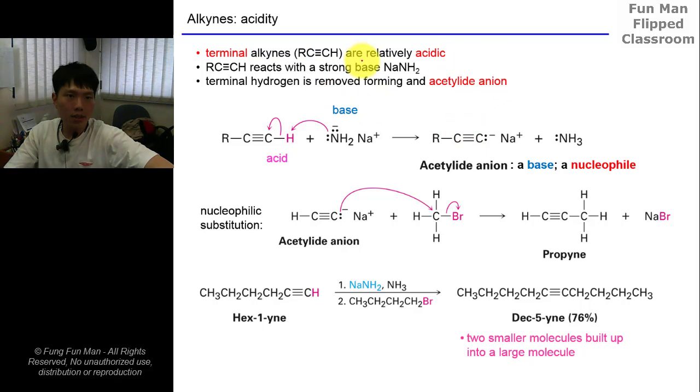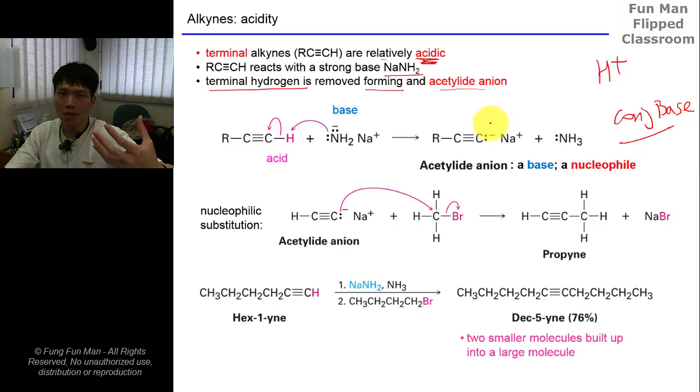For terminal alkynes, they are relatively acidic. Important to note this. And this reacts with a strong base such as sodium amide. Terminal hydrogen is removed, forming an acetylide anion. Now, how do you explain to someone that this molecule is acidic? An acid will give off H+ and a conjugate base. If the conjugate base is stable, then the molecule itself is acidic. So it means that in this case, your acetylide anion is stable.